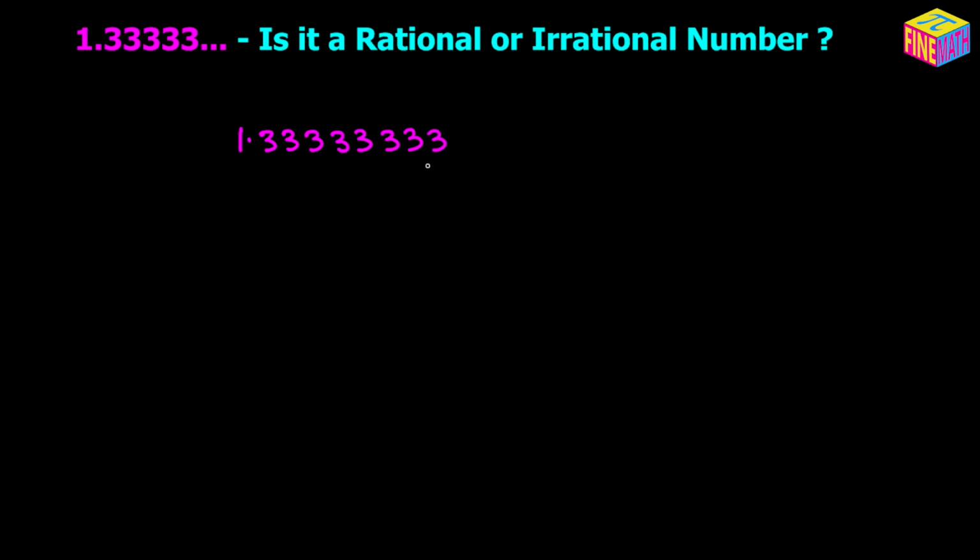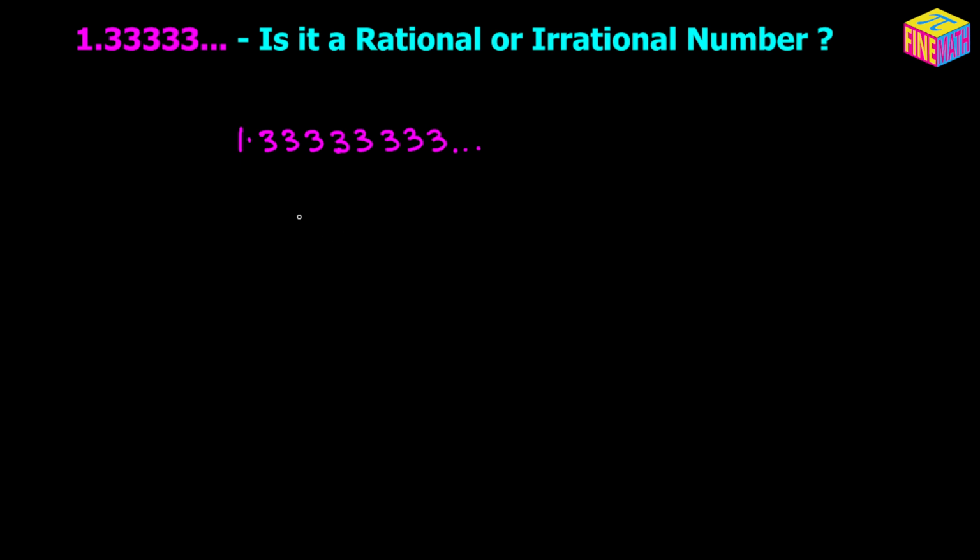So it goes infinite times, right? So I'm going to put three dots here. That indicates that the repeating decimal digit 3 would appear infinite times. And we have a number like that. Now we are trying to figure out whether this number is a rational number or an irrational number.